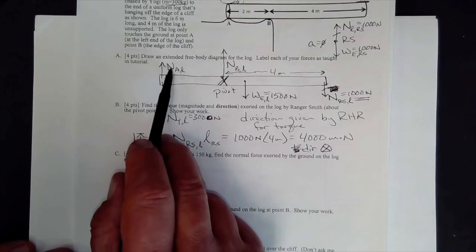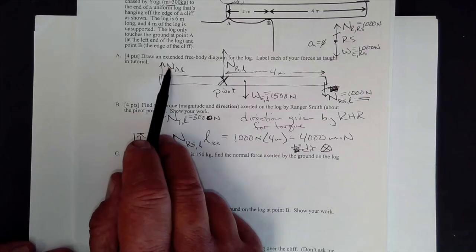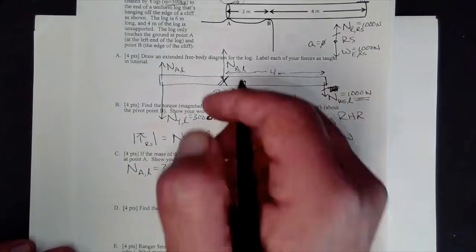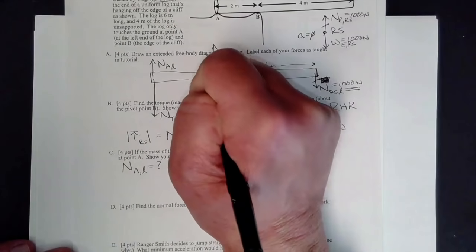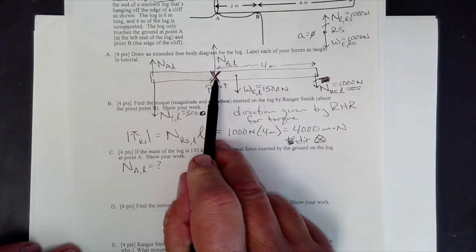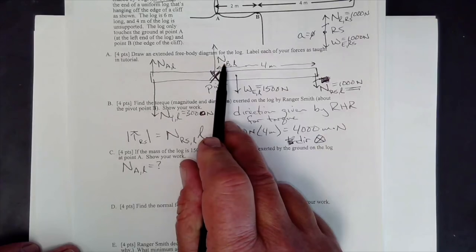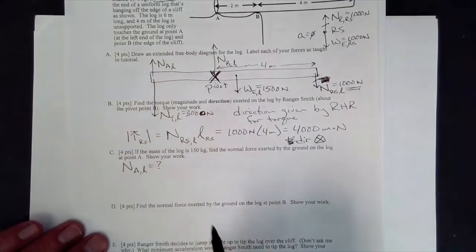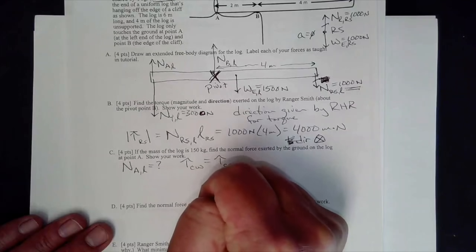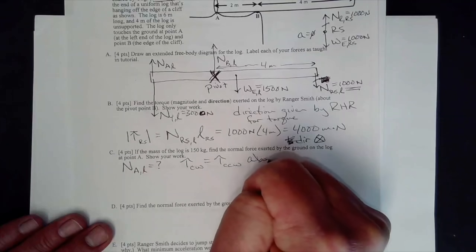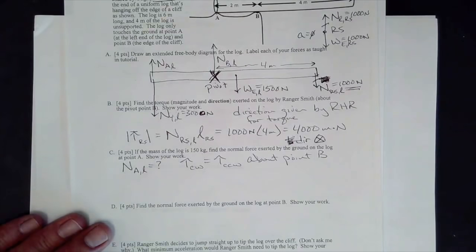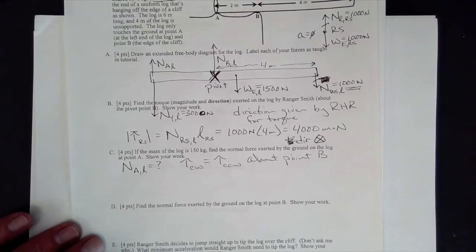But if I want to find this one all by its onesies, I've got to eliminate this one from my equations. And I do that by balancing the torque about this pivot at point B. Because if I put my pivot there, I get no torque from this normal force by B. Okay? So if I balance all the clockwise torque with all the counterclockwise torque about point B, then I only have the one unknown force in my equation.